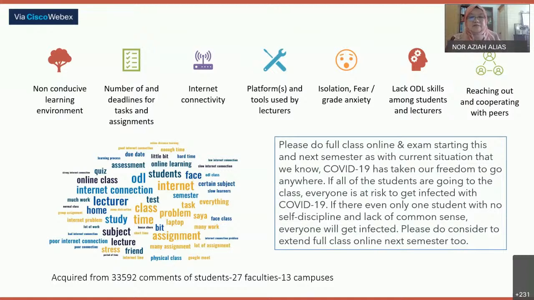Of course, internet connectivity, platforms and tools used by lecturers. Prof Aziah using this, another lecturer using that, another lecturer using that. Students will say, I need to delete one app to upload another app because another lecturer will use another app. So we were assuming students have the latest gadget so that they can use any app that we are using, but that's not true. Some of them have, how do I say it, not even the latest laptop and so on. So it's kind of sad when you look at some of the comments, right?